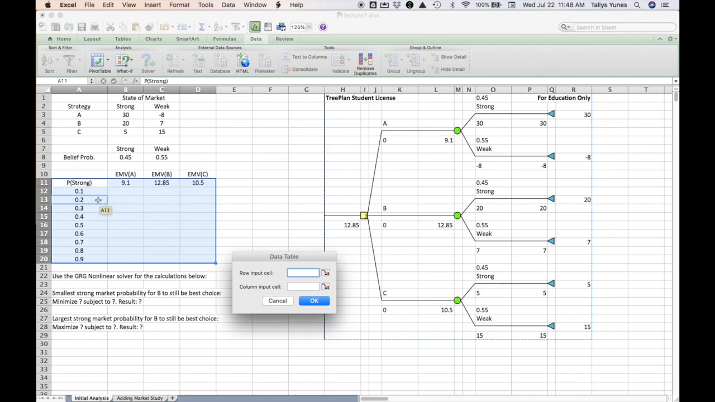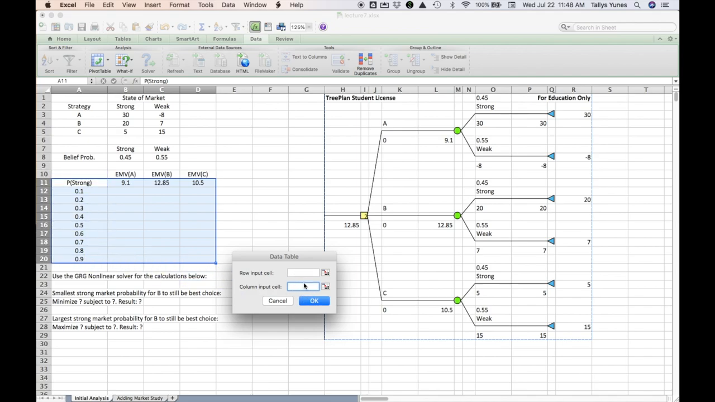If the numbers you want to use to replace the value of the input you chose are listed vertically like this in a column, you go to the column input cell field. If I had listed these horizontally like this, which I could, it's just a matter of layout choice, right? If I had listed them horizontally, I would go to the row input, okay? But I listed them vertically.